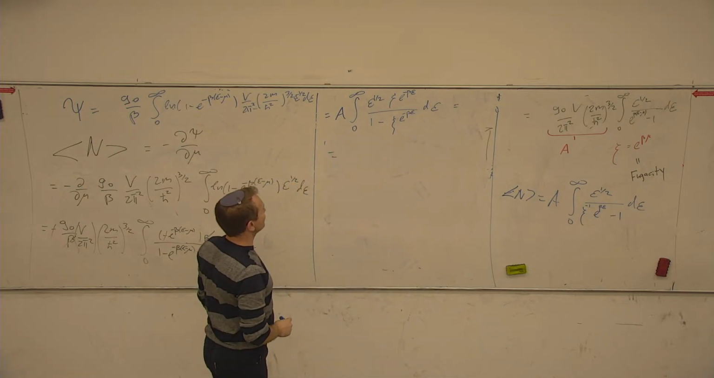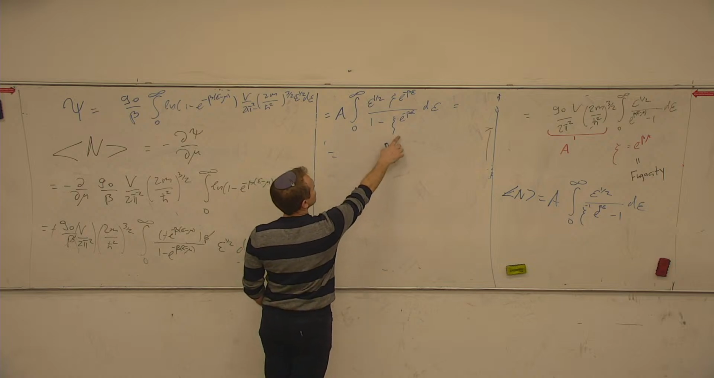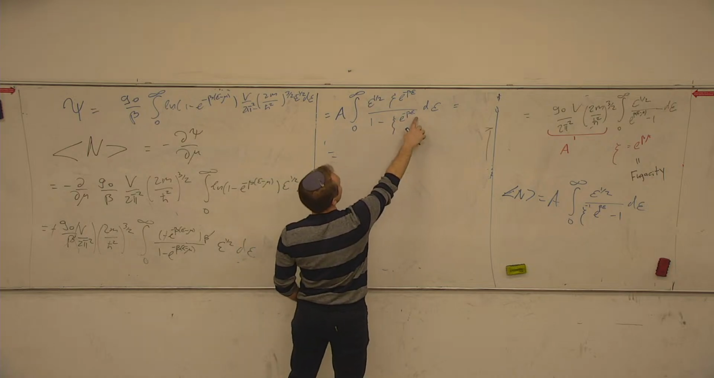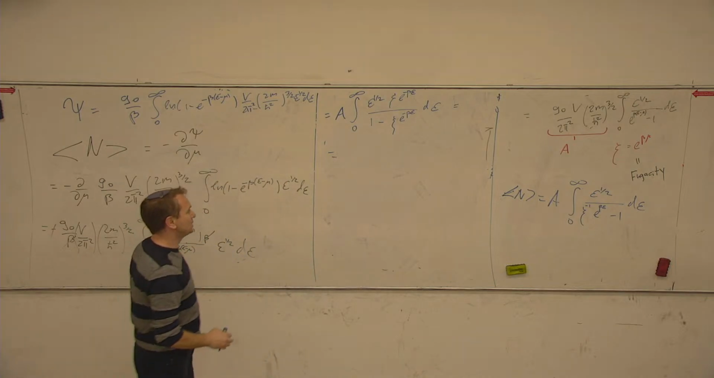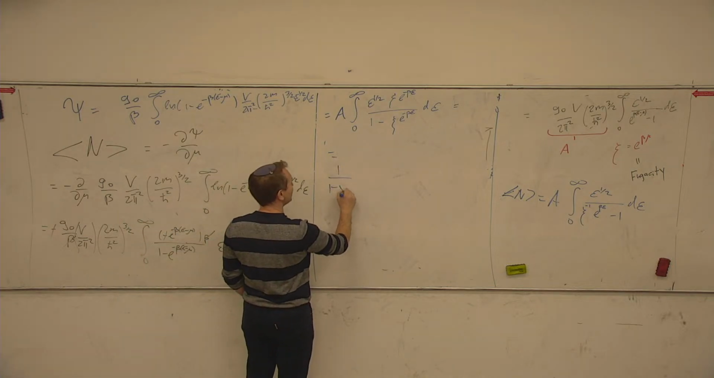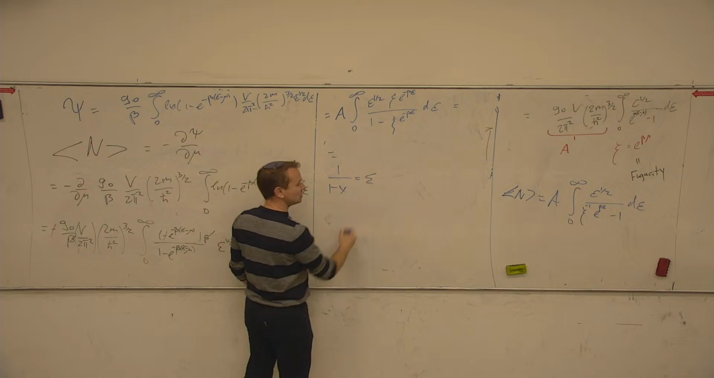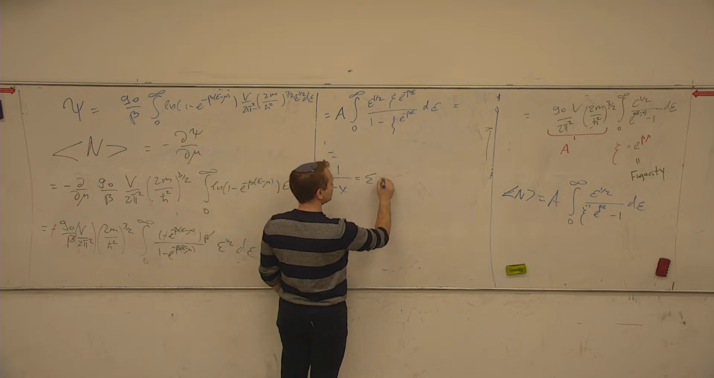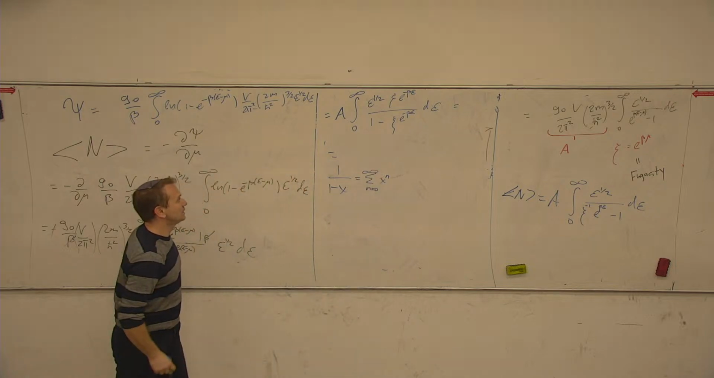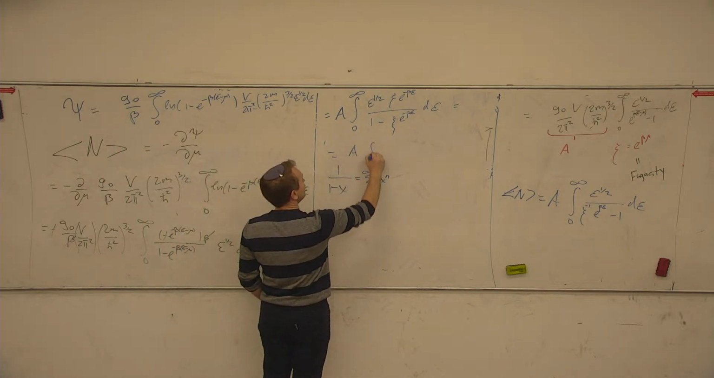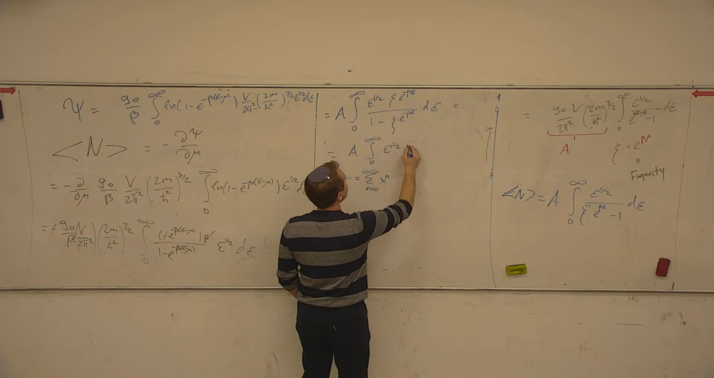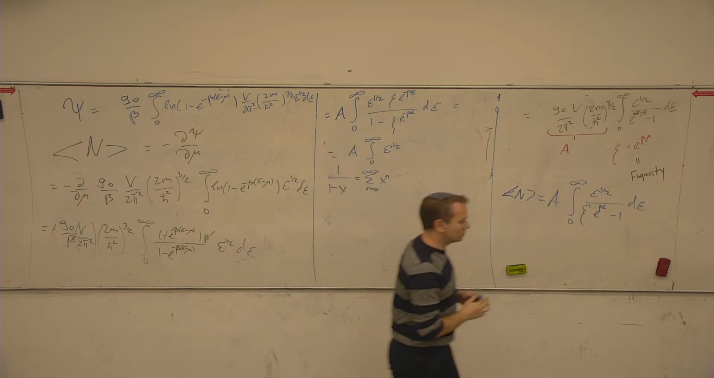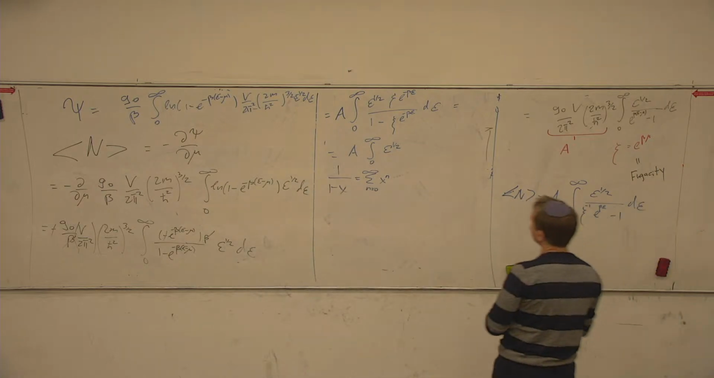The next thing is to look at this, and we say it's a geometric sum. So basically, what is 1 over 1 minus x? It's a summation of x to the power n, n goes from 0 to infinity. So we have this as an integral from 0 to infinity, epsilon to the 1/2. Let's take the fugacity out. We don't care about the fugacity.